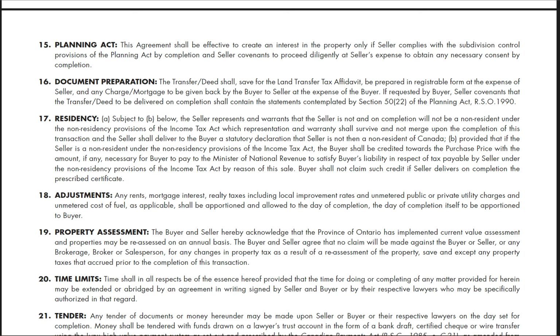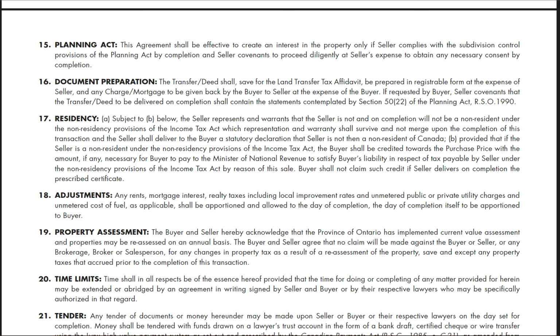So the key takeaway here is that the seller must declare their residency status for tax purposes, and if the seller is a non-resident, then the buyer may have to withhold 25 to 50% of the sale price for taxes. A CRA clearance certificate eliminates the need for these tax withholdings, and the buyer is responsible for ensuring proper tax payments if the seller is a non-resident.